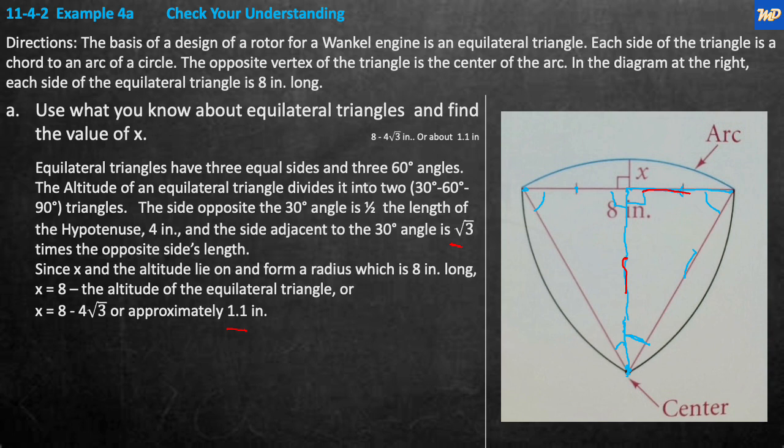So we decided here that this length here is 4 square roots of 3. And x, you add this and a little bit of x up here. And then you get, that's 8 inches. We know that this radius from the center to the arc is 8 inches. So if you take 8 inches and subtract the 4 square roots of 3, you're going to end up with what's left is x. And that is 1.1 inches.